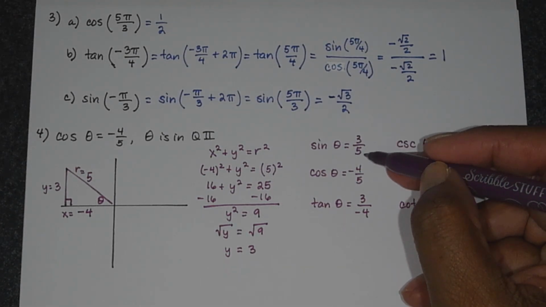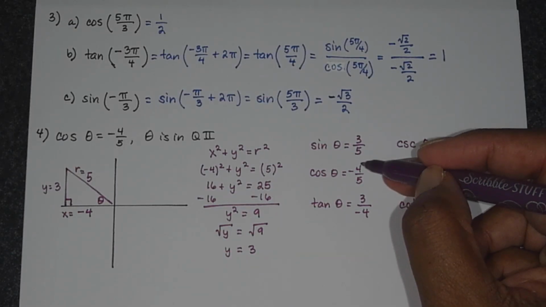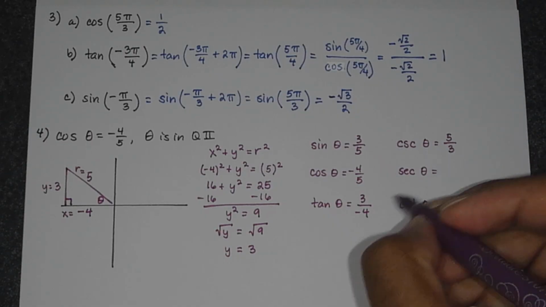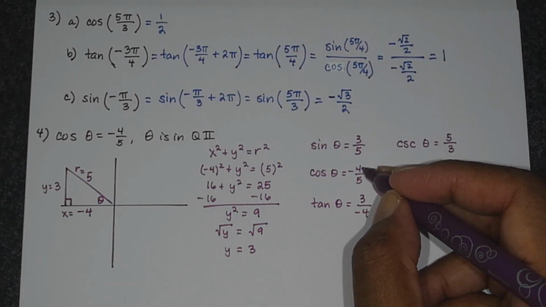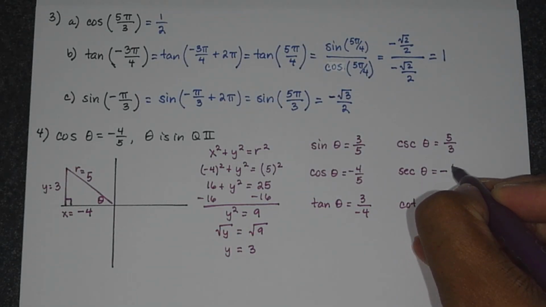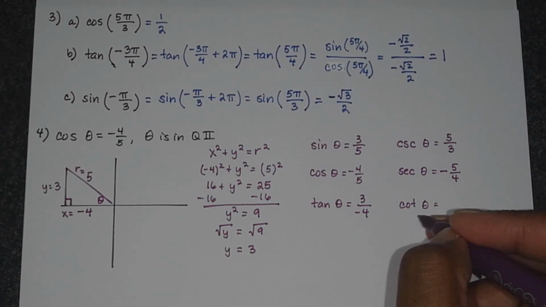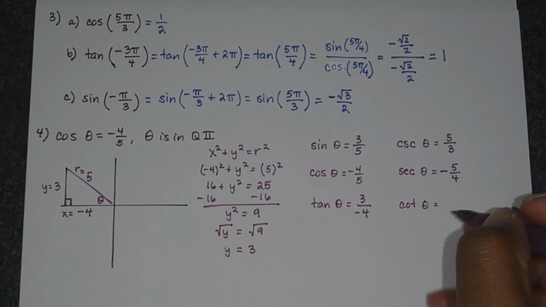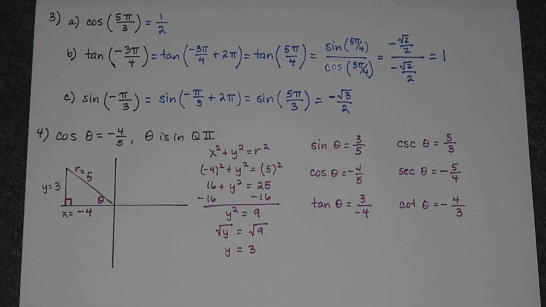So in this case, the cosecant of theta is the reciprocal of the sine. So what's the reciprocal of 3/5? 5 over 3. And then the secant is the reciprocal of the cosine. So what's the reciprocal of -4/5? -5 over 4. And then the cotangent is the reciprocal of the tangent. So what's the reciprocal of 3 over -4? -4 over 3.